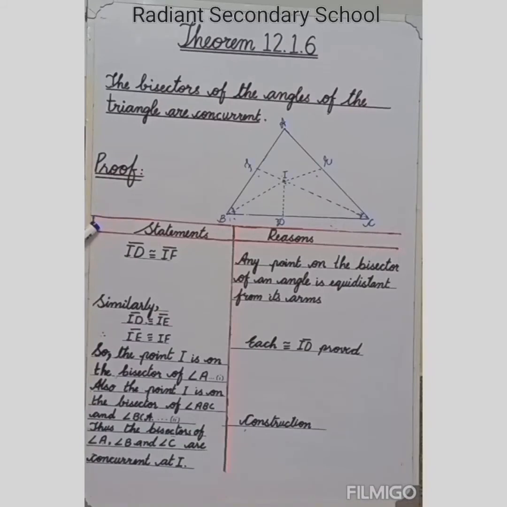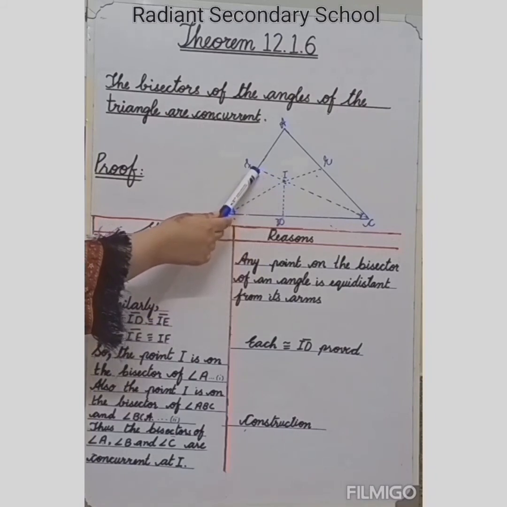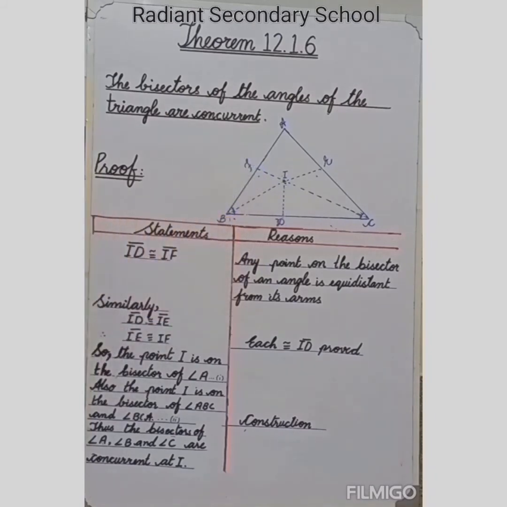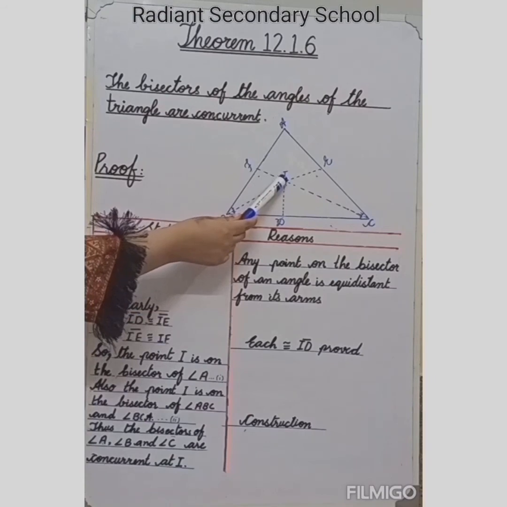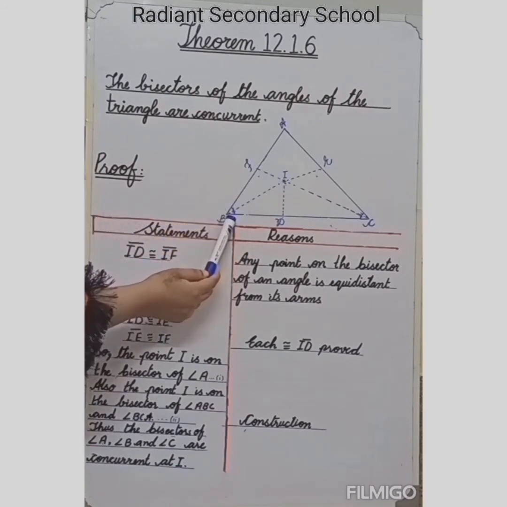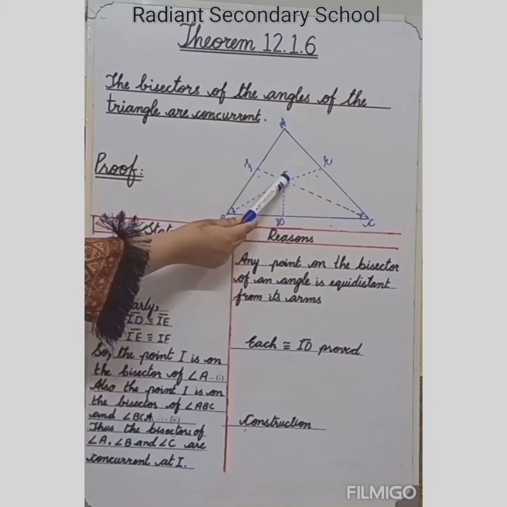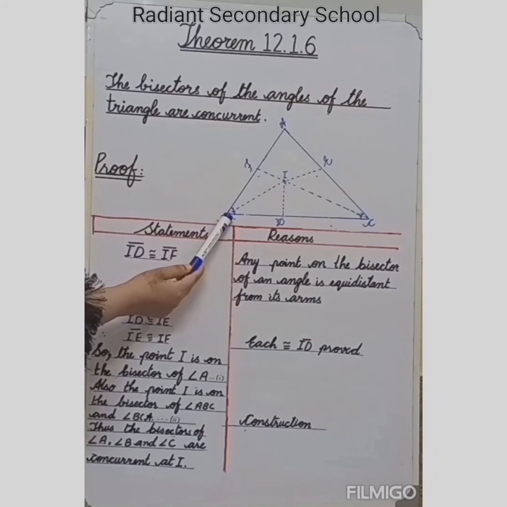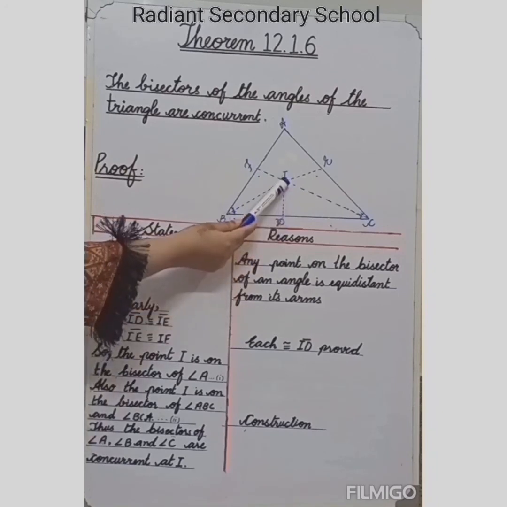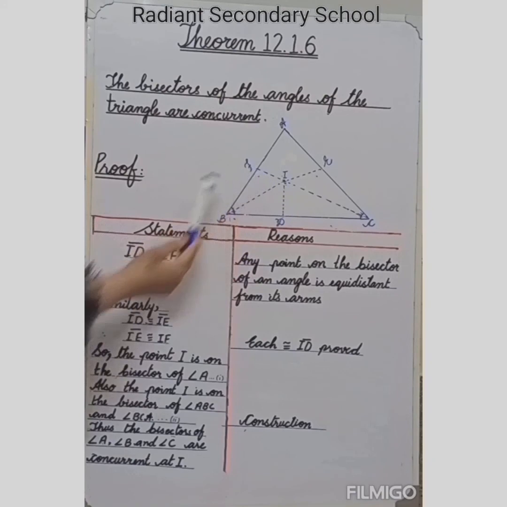We need statement as well as reason. Our first statement is ID is congruent to IF. The length ID is congruent to IF. Students, we already did in theorem 12.1.4 that any point on the bisector of an angle is equidistant from its arms. Any point I which is on the bisector of angle B is equidistant from its arms such as ID and IF.